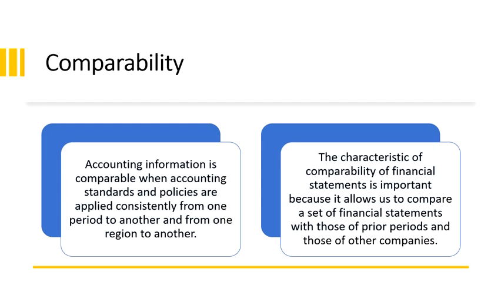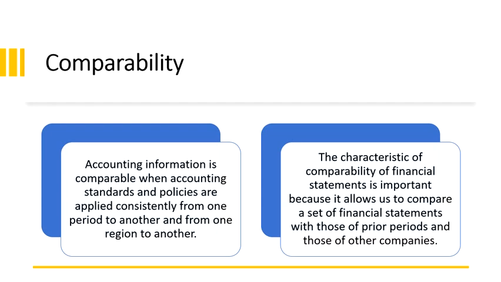Comparability maksudnya kita boleh comparekan kita punya company dengan other person punya company, sebab accounting ni dia ada standard dan polisi yang mesti semua company patuh. Sebab tu dia ialah comparability. Jadi dia boleh dikomparekan, so kita dapat enhance the quality of the financial statement. The characteristic of comparability of financial statement is important because it allows us to compare financial statements with those of prior periods and those of other companies. Bila kita boleh compare, baru kita boleh tengok, okay, macam mana kita punya business ni, maju ke, mundur ke, tahun lepas macam mana, tahun ni macam mana.